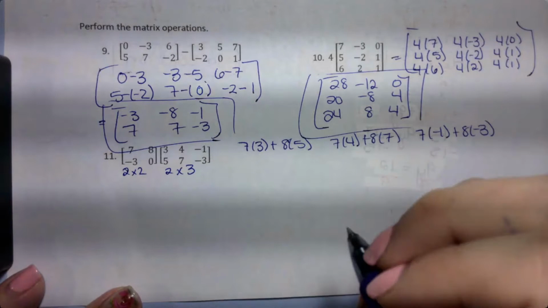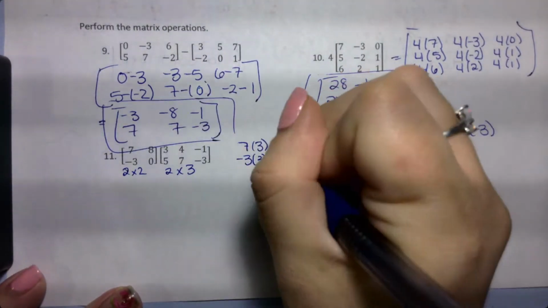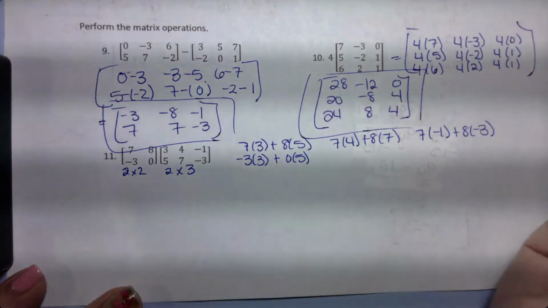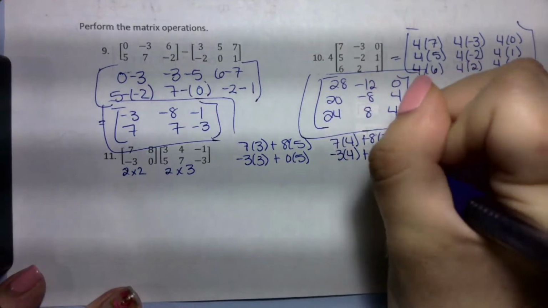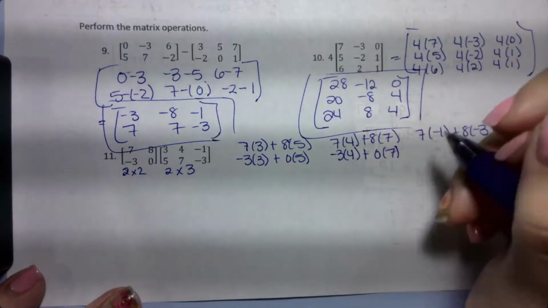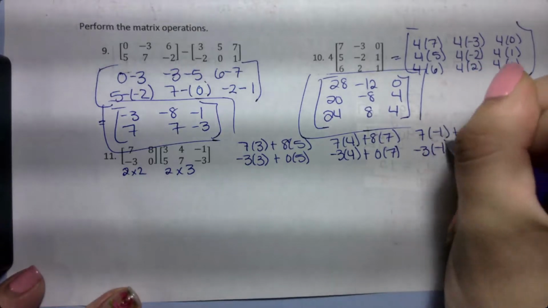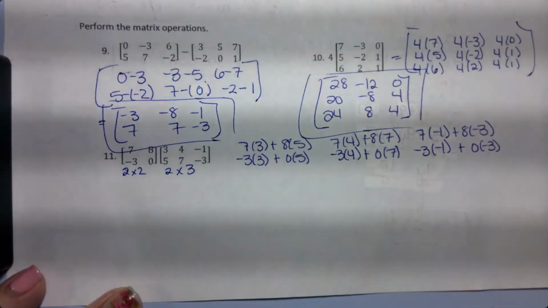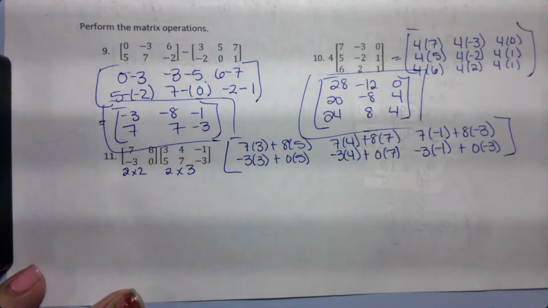Then my second row, first column is negative 3 times 3 plus 0 times 5. Second row, second column is going to give me negative 3 times 4 plus 0 times 7. Second row, third column is going to give me negative 3 times negative 1 plus 0 times negative 3. So I want to go ahead and draw my brackets. Then I want to do the math.